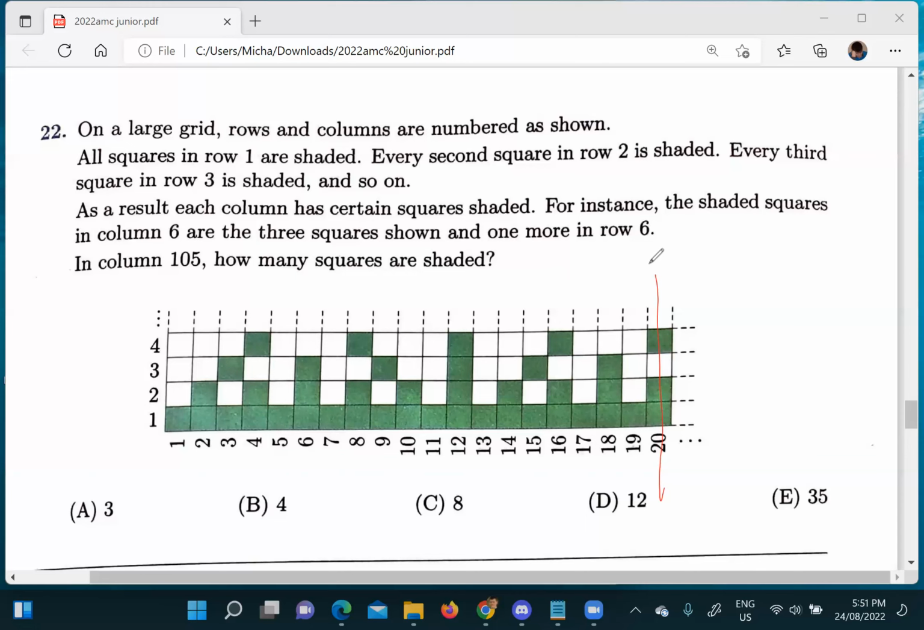Can you tell me which rows have a shaded square on column 20? So you've got row one, yeah? Row two, row four, yeah? What about row five? Does that have a square or not? Yes or no? Who says yes? Who says no? Why does row five not have a square on column 20?